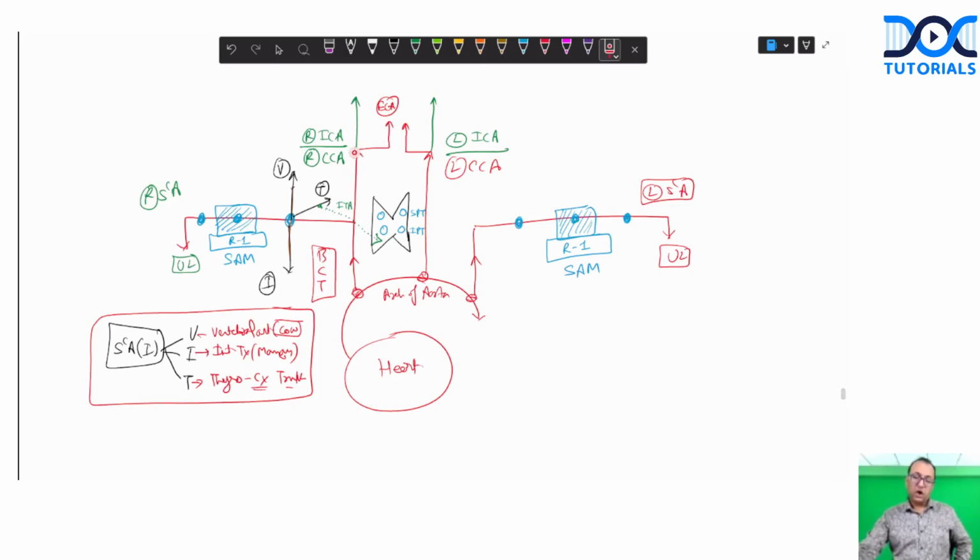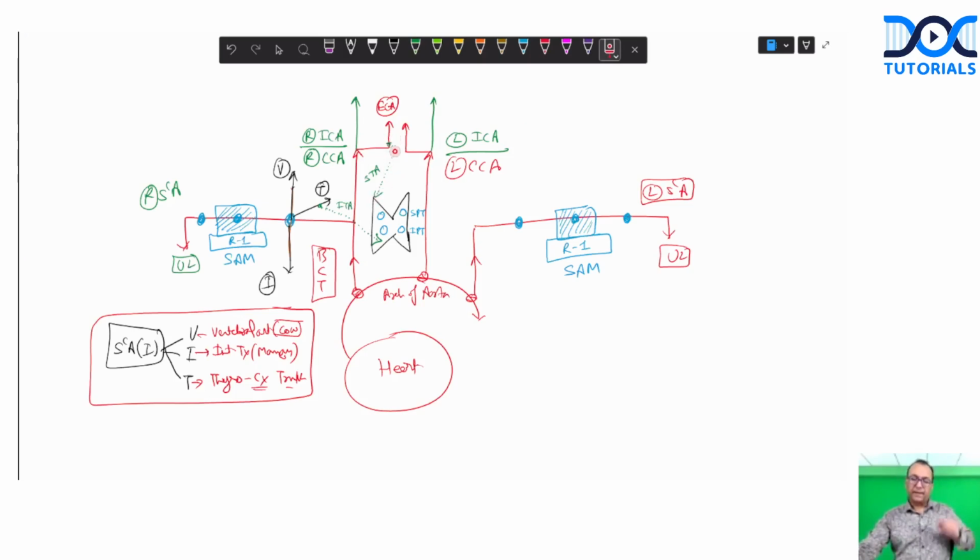Or you can say the common carotid bifurcates into two branches, namely the external carotid and internal carotid artery. It is the same thing. But the first branch of the external carotid artery was the superior thyroid artery. So the superior thyroid artery is the first branch of the external carotid artery.